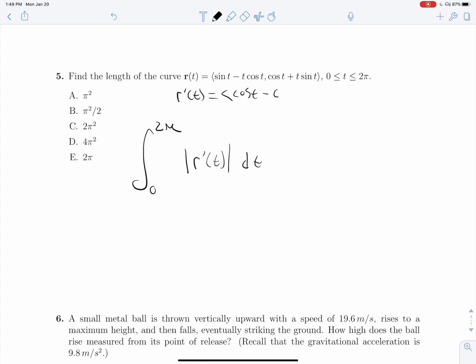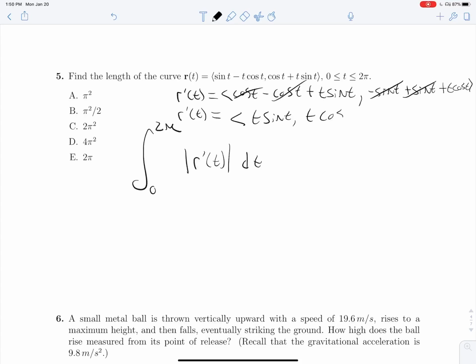Cosine t minus cosine t plus t sine t, and then negative sine t plus sine t plus t cosine t. Okay, and this simplifies r prime of t. This cosine t will cancel with this negative cosine t, and these sines will also cancel. We're left with t sine t, t cosine t.